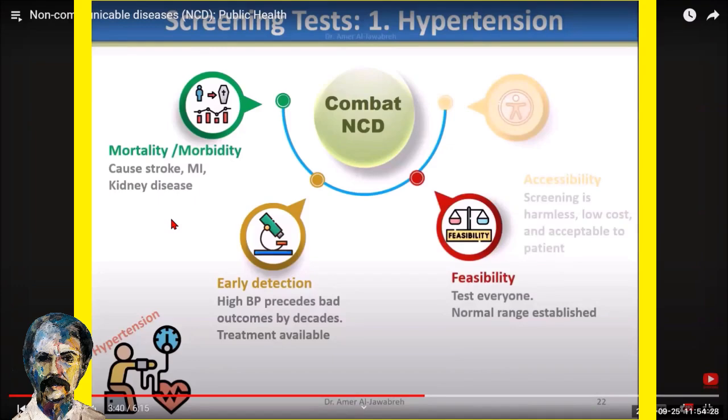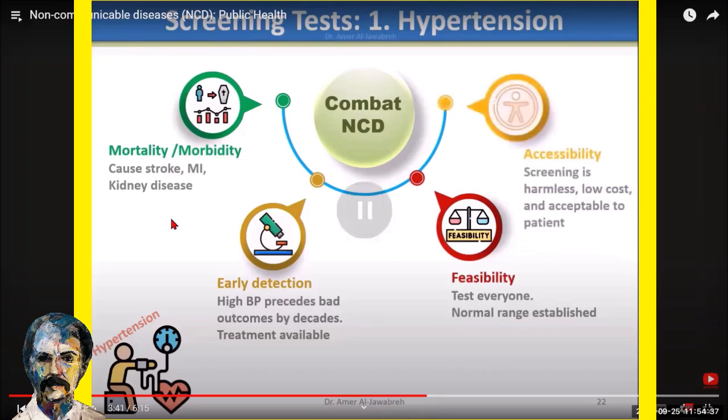We know the normal range of blood pressure is 120/80 millimeters of mercury. Above that, there is a problem. Accessibility: screening is harmless. Measuring your blood pressure is very easy. You don't have to make any preparations, and it is nothing invasive. Low cost: you can sometimes do it for free, or you can just buy a sphygmomanometer.